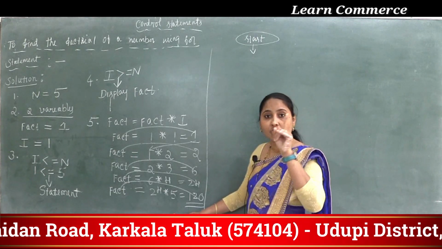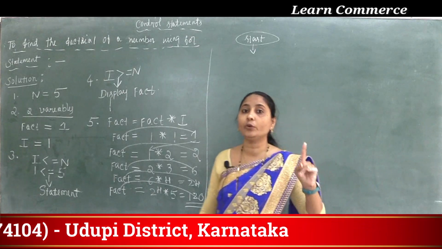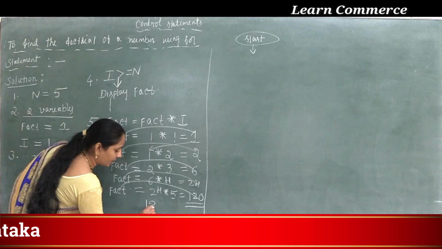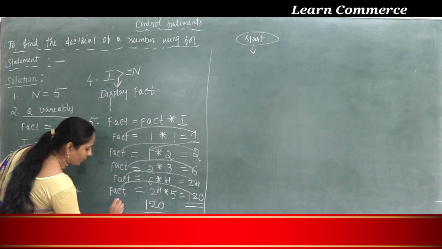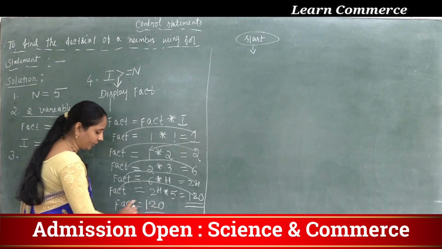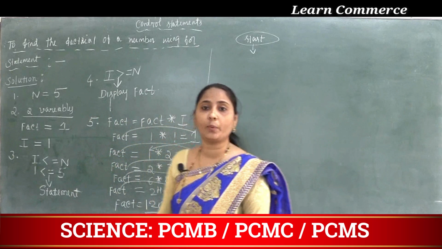So we need to stop the program, and before we stop the program we need to display the value of the fact here. Correct? So here we can say that the fact value is equal to 120. So the fact is equal to 120. So this is the result of the program here.